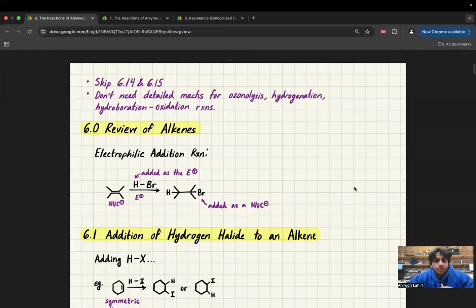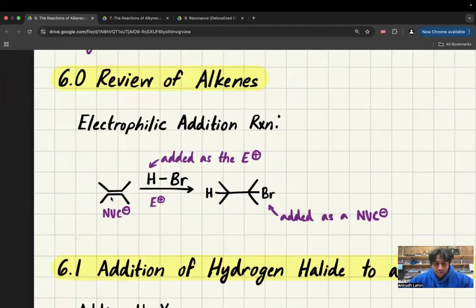Okay. So now we're going to talk about reactions of alkenes. So I call this a review. I haven't really gone through the reaction mechanisms yet. But this is something called an electrophilic addition reaction. So it's kind of what it sounds like. We're adding two groups across the double bond, across the nucleophile.